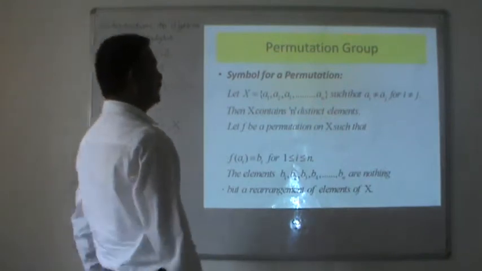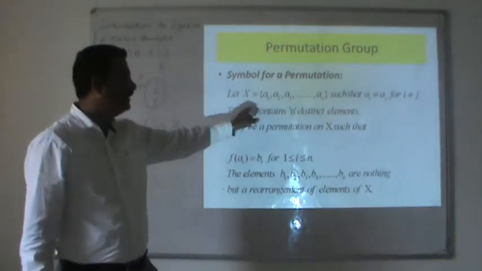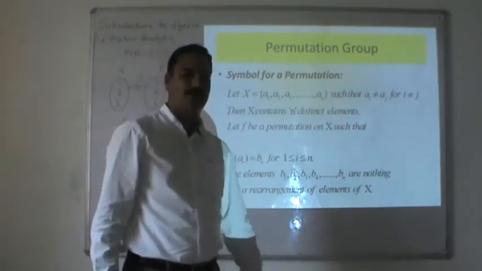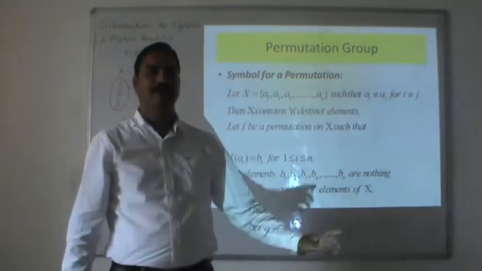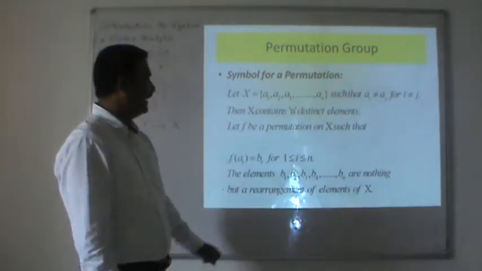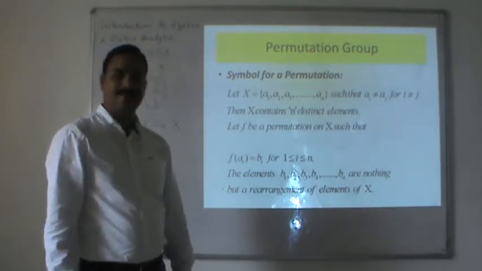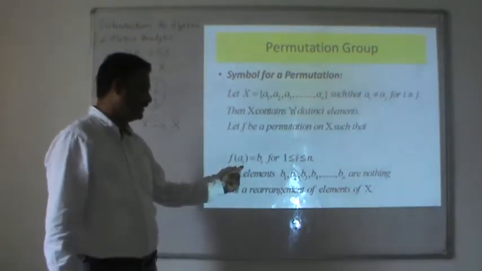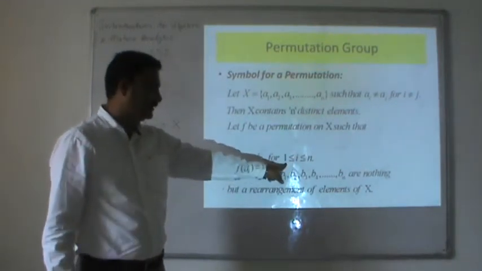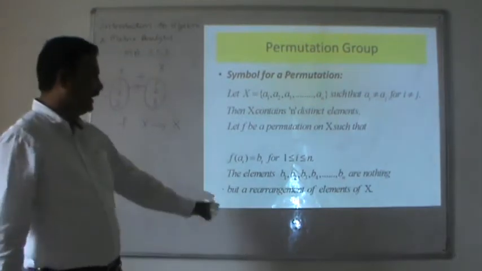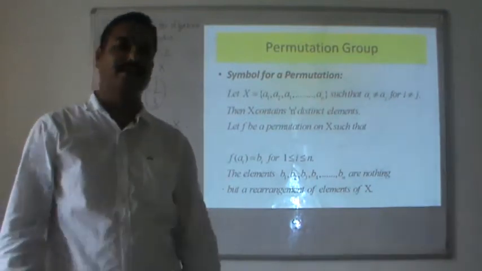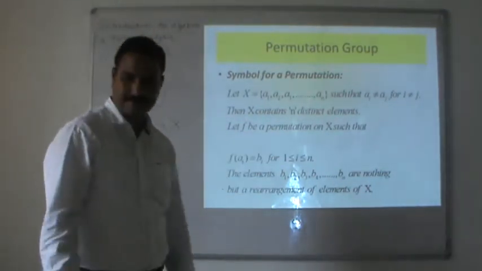Now, the symbol for a permutation. Let X consist of n distinct elements a1, a2, up to an, such that ai is not equal to aj for any i not equal to j. Let F be a permutation on X such that F of ai gives us bi, for i varying from 1 to n, and the elements b1, b2, b3 up to bn are just a rearrangement of the elements of X.